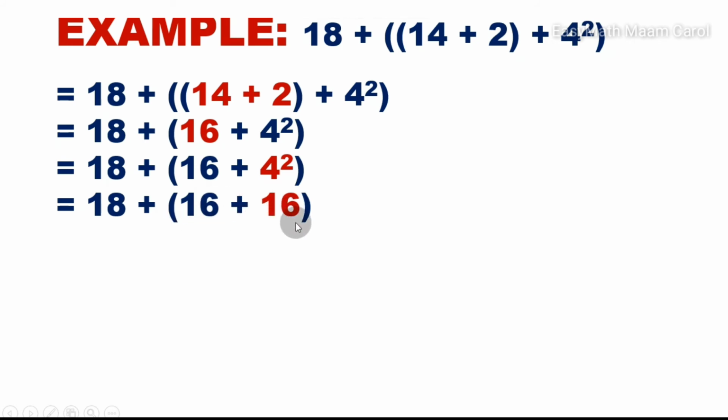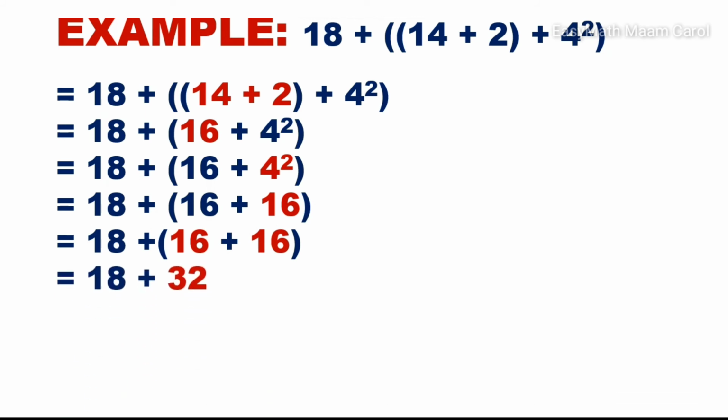So, we have 16 plus 16, pero meron pa rin tayong parenthesis kasi dalawa pa siya dun sa loob. So, we can only get rid of the grouping symbol once we have evaluated the entire expression inside the parenthesis. So, what happens next? Yan. So, sila naman yung i-add daw natin. So, we have 32. So, once that we have added the expression 16 plus 16 inside the parenthesis, we can now eliminate the grouping symbol.